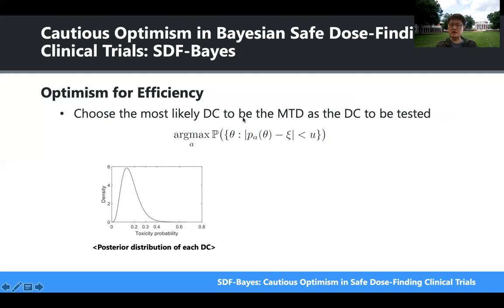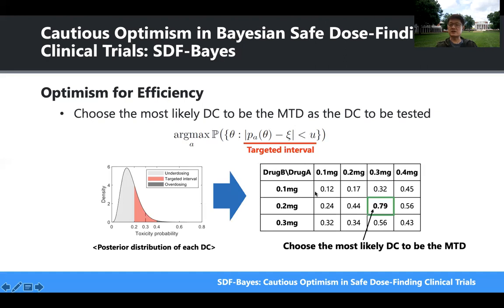And this is done by solving this optimization problem based on the current estimation of theta. We are going to have a toxicity probability, which is a posterior probability that is constructed for every DC. For this DC, let's say A, we're going to evaluate the current estimation against the threshold psi. We will look at this target interval and pick the DC A that has the largest, actually, sorry, the smallest interval that is around psi. That's going to give us the choice of the next DC to be tested.